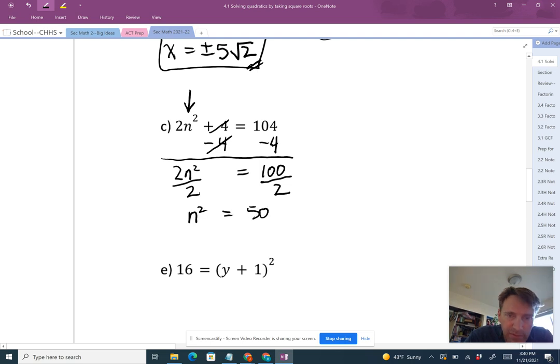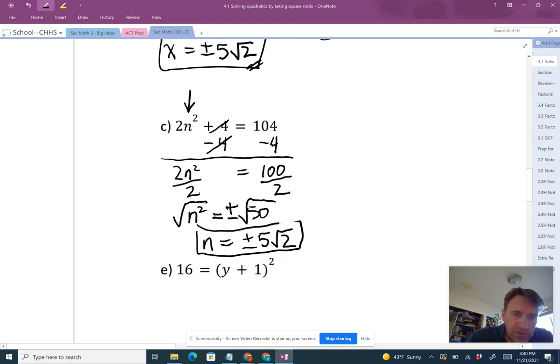And then just like the other example where we had something squared is equal to 50, we take the square root of both sides. We add the plus and the minus. n then is equal to plus or minus. We've already simplified this, so it's the same, 5 square root of 2. And that would be the solution in this case.